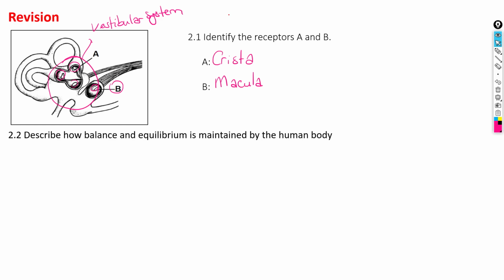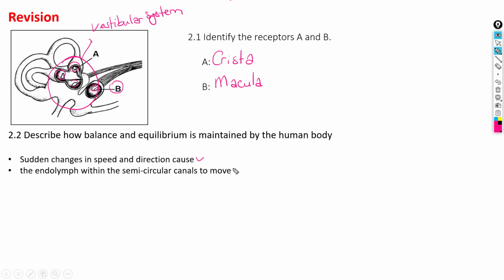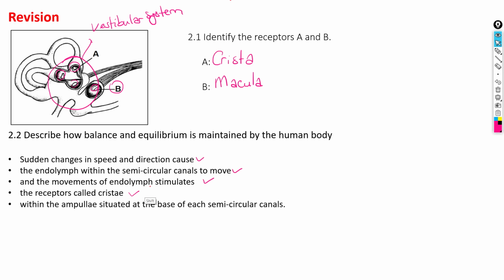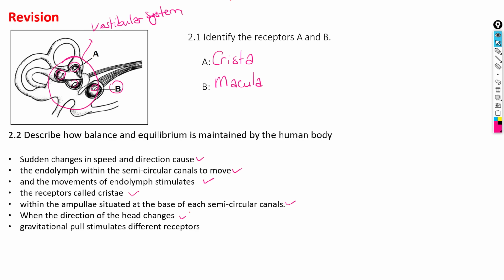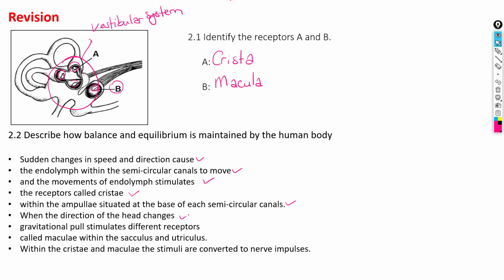Next question, describe how balance and equilibrium is maintained by the human body. In this question, we should write as a point form: a sudden change in speed and direction cause the endolymph within the semicircular canals to move, and the movements of endolymph stimulates the receptors called crista. Remember, cristas are found in the semicircular canals, within the ampulla situated at the base of each semicircular canal. When the direction of the head changes, gravitational pull stimulates different receptors called macula within the sacculus and utriculus.